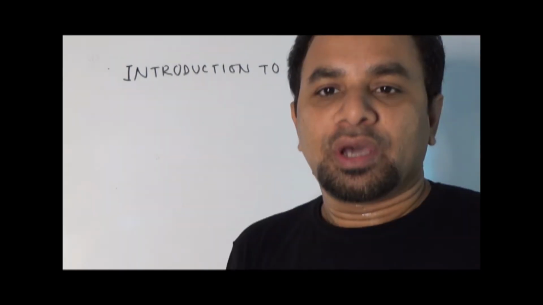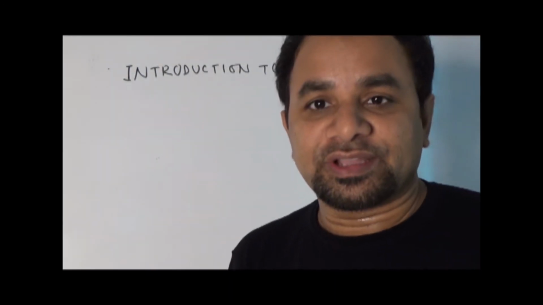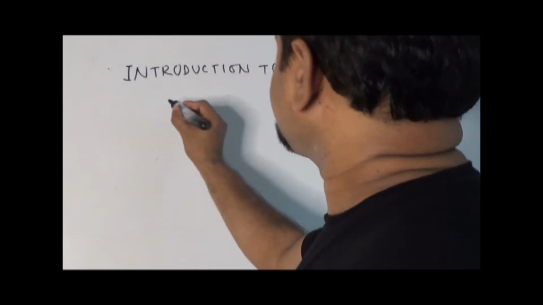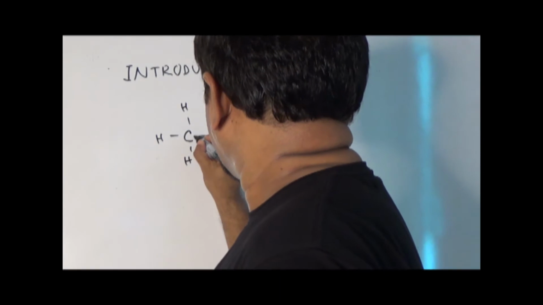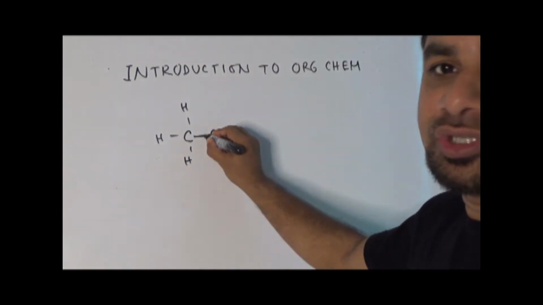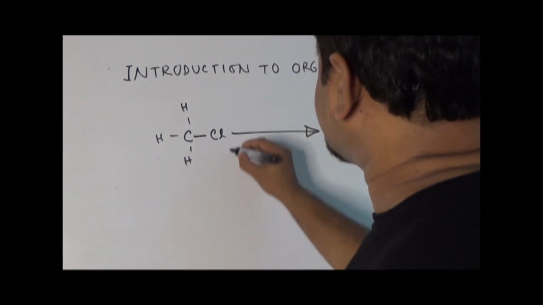This is the naming. Now I am going to discuss different terminology like homolytic fission, heterolytic fission, nucleophile, electrophile, free radical. Let's see. Here there is a covalent bond. The covalent bond can be broken in two ways.